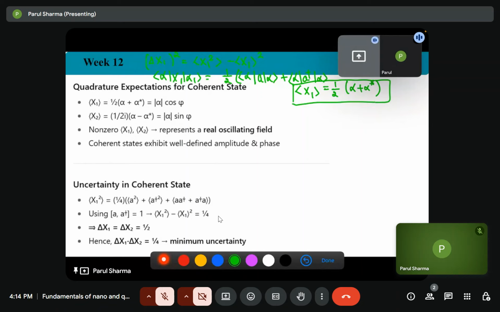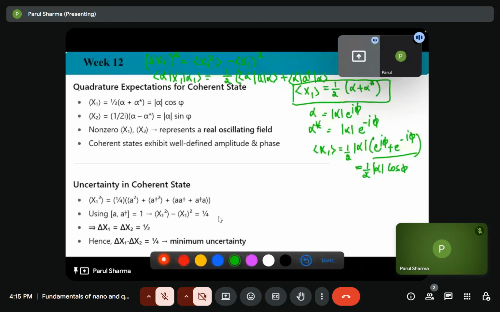We can write it in terms of cos phi or sin phi also. We know that alpha is equal to the modulus of alpha and the associated phase, e to the i phi. Similarly, alpha star is e to the minus i phi. So x1 is 1 by 2 modulus alpha times (e^(i phi) plus e^(minus i phi)), which will give you the cos phi. So it will give you 1 by 2 alpha cos phi. Similarly, we can calculate the value of x1 square.